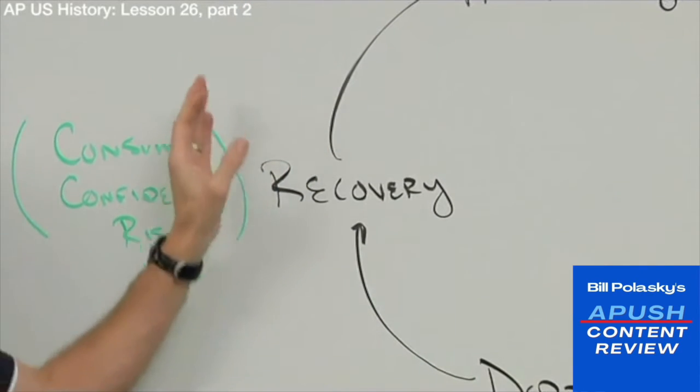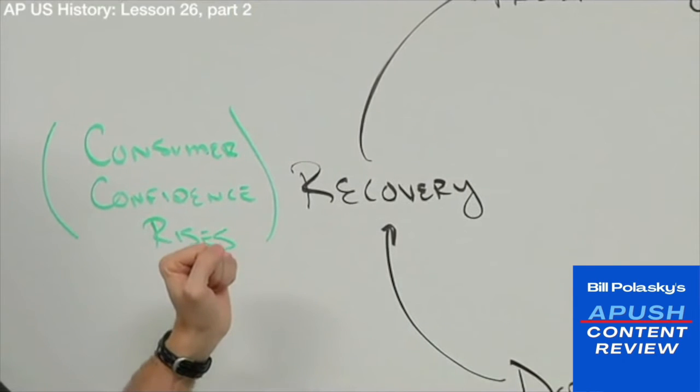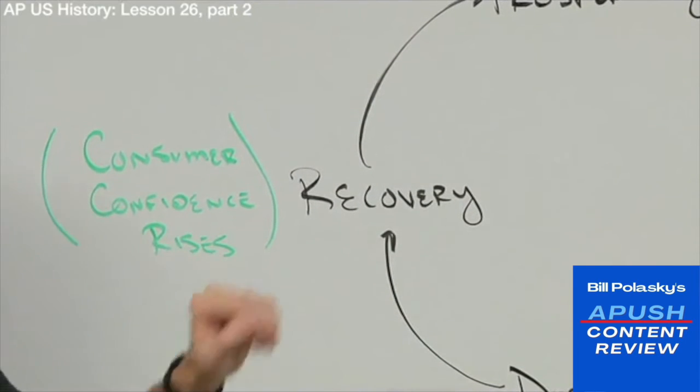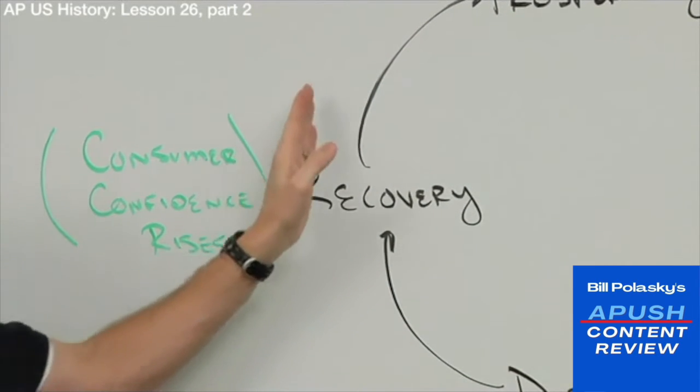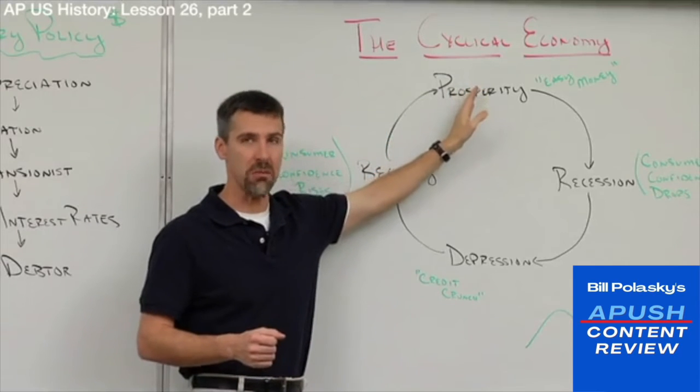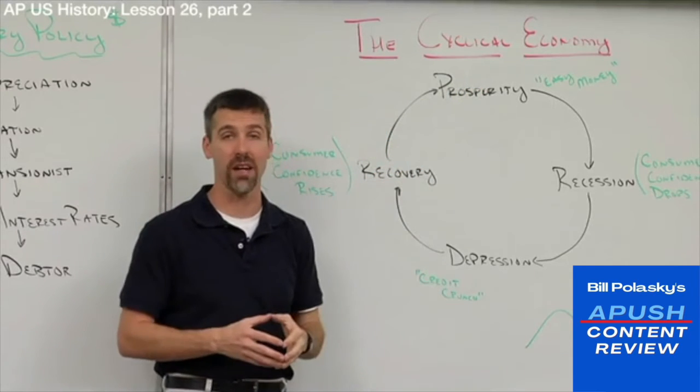As more money gets spent and consumer confidence rises, more people are taken off the unemployment lines and are put back to work in companies that need them, which will lead you back to prosperity and easy money up at the top, where you have full economic activity.